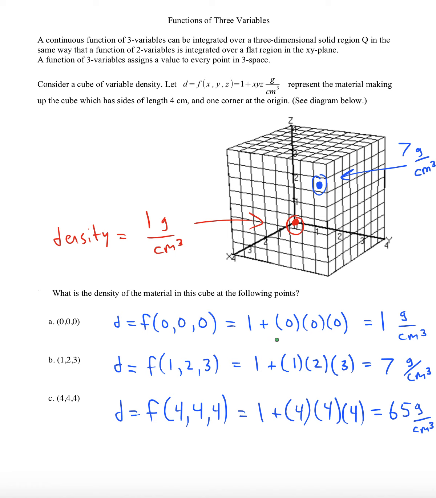Then finally, 4, 4, 4 would be the very edge of the cube. And here it has a density of 65 grams per cubic centimeter. So instead of having a uniform density, there's a variable density.